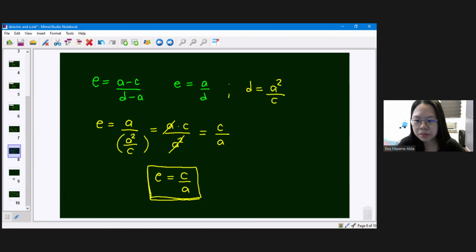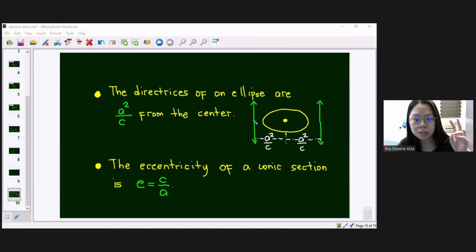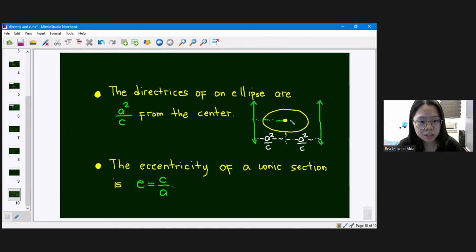Ayan. To sum it up, here we go. So the directrices of an ellipse are A squared over C from the center over here. Ayan. So just to be clear, no, since dalawa yung fixed points, dalawa din yung directrix. But of course, when you use the focus of one side, you have to use the same directrix on that side kasi magiging invalid or magkakalito-lito tas hindi naman pala tama. So yeah, as you can see right here. Tapos of course, the eccentricity, the one we just figured out, that is E is equal to C over A. And that's it.